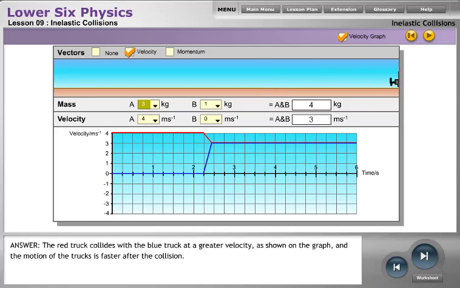Answer: the red truck collides with the blue truck at a greater velocity, as shown on the graph, and the motion of the trucks is faster after the collision.